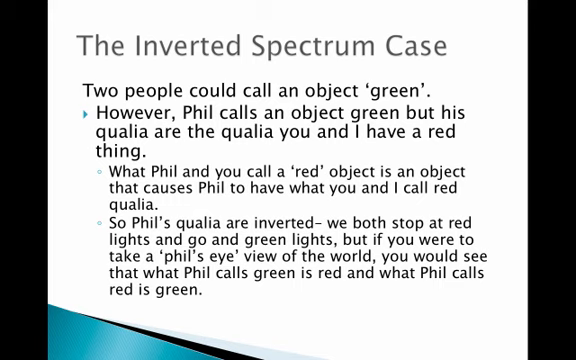Makes sense. So then what Phil and you call a red object is an object that causes Phil to have what you and I call red qualia. So Phil's qualia are inverted. We both stop, Phil and I, at red lights, and we both go at green lights. But if you were to take a Phil's eye view of the world, you would see that what Phil calls green is red, and what Phil calls red is green. So it's inversion then. His qualia are inverted.